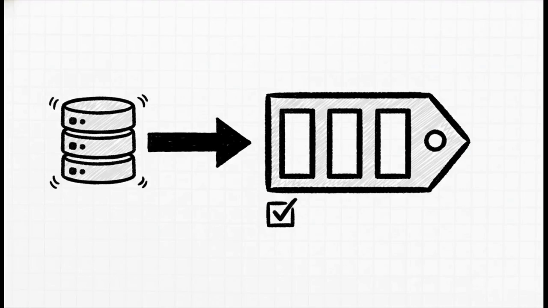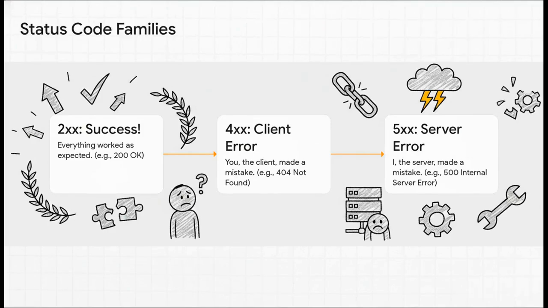And how does it do that? With a brilliantly simple tool, a 3-digit number called a status code. Think of this as the universal shorthand of the web. It's the server's immediate, no-nonsense feedback on how that request went down. Now, there are a bunch of these codes, but you can group them into really simple families.